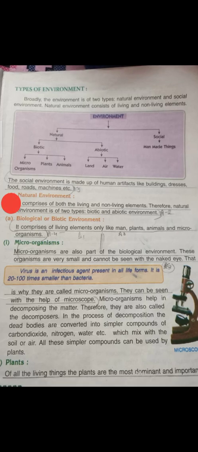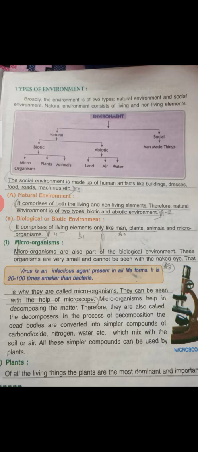Now, types of environment. Broadly, the environment is of two types, natural environment and social environment. Natural environment consists of living and non-living elements. The social environment is made up of human artifacts like buildings, dresses, food, roads, machines, etc. You will draw this table in your notebook on the plain side of your notebook. Natural environment comprises both the living and non-living elements. Therefore, natural environment is of two types, biotic and abiotic.